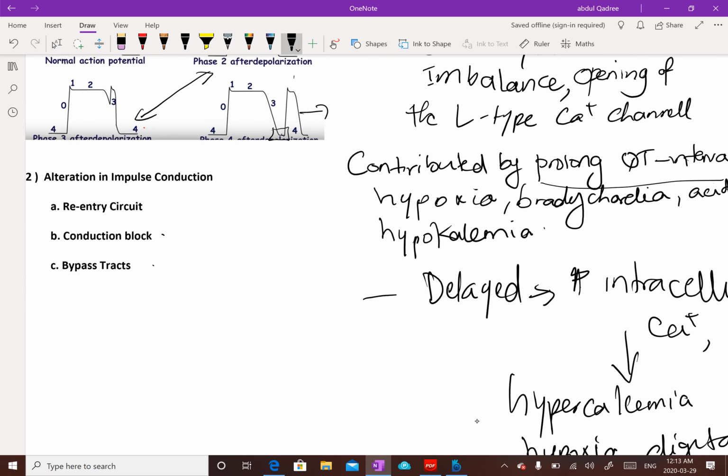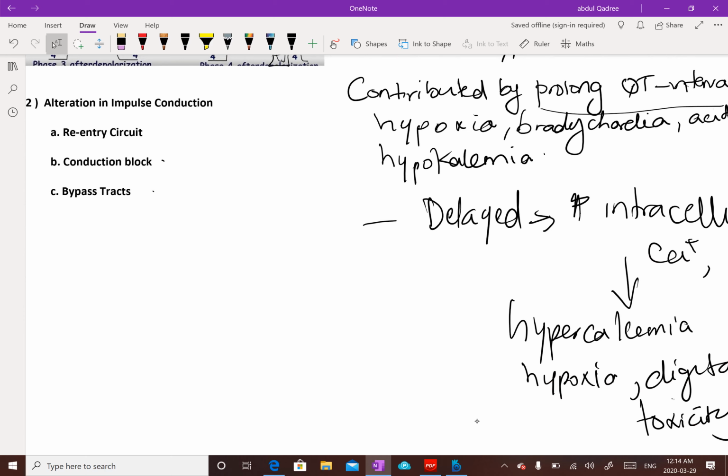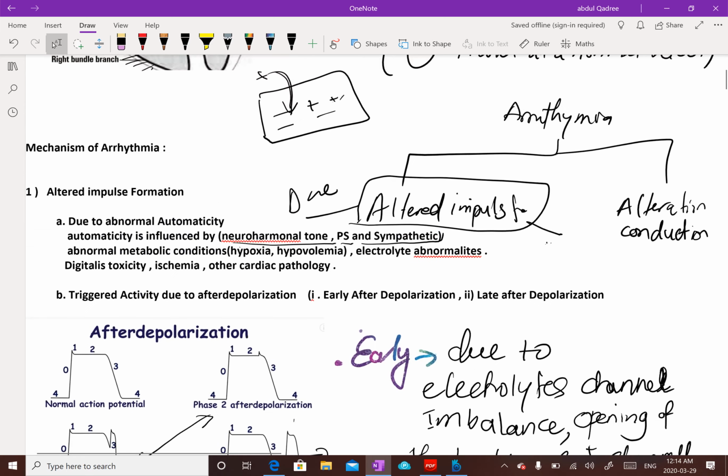And with late after depolarization, we can also say that the delayed one is because of increased intracellular calcium that leads to hypercalcemia, of course. And hypercalcemia is responsible for increasing the positive electrical activity inside the cell and causing another action potential to be formed inside the cell. That can happen after the partial repolarization. All right, for example, digitalis toxicity is another reason that can cause an abnormal late after depolarization. So this was the first reason that an arrhythmia can happen.